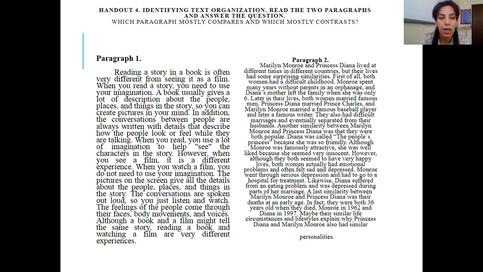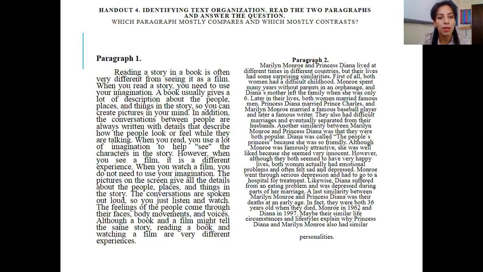Paragraph 1. Reading a story in a book is often very different from seeing it as a film. When you read a story, you need to use your imagination. A book usually gives a lot of description about the topic, places, and things in the story, so you can create pictures in your mind.